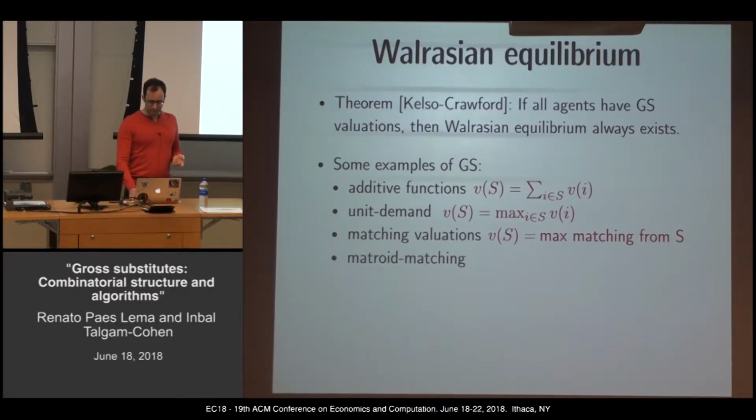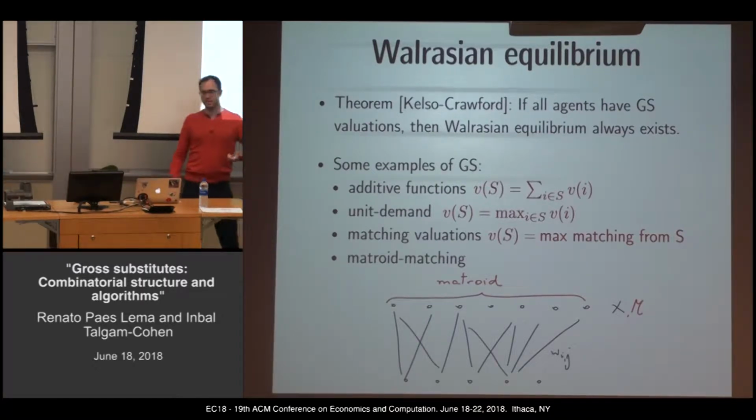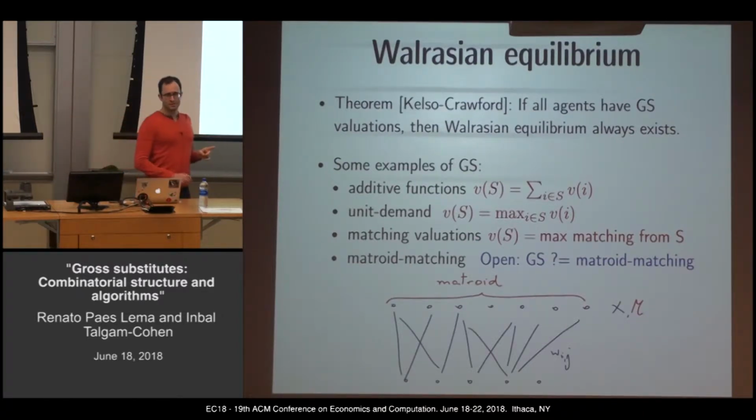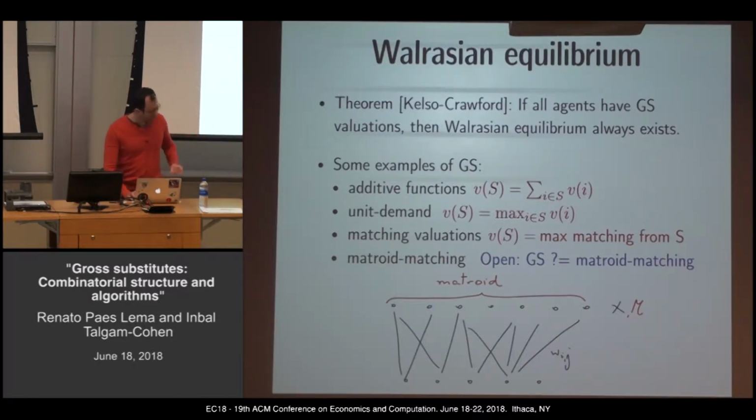And then also there is matroid matching. It is the same thing except that I also have some matroid constraint here. The set of endpoints here must form an independent set in a matroid. If you don't know what a matroid is, it will become important later, and I'll explain later what a matroid is. An open question is to show a GS function that's not matroid matching. I think that's open. We don't know anything. All the functions we know are in this class, so I cannot prove they are not in this class. I actually like this question very much. I'll come back to it later on.